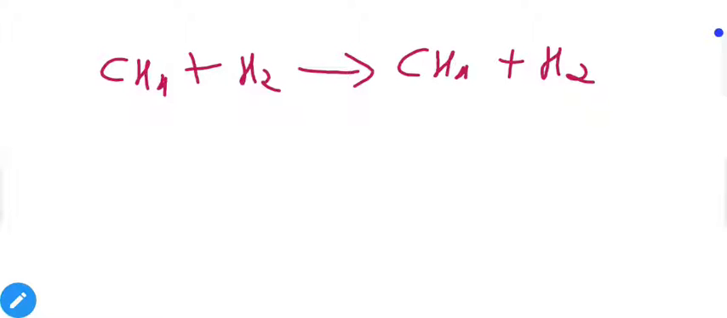So as we know, reactions are not static. They are not steady, but they are dynamic. They are in continuous motion. But how can we say that?